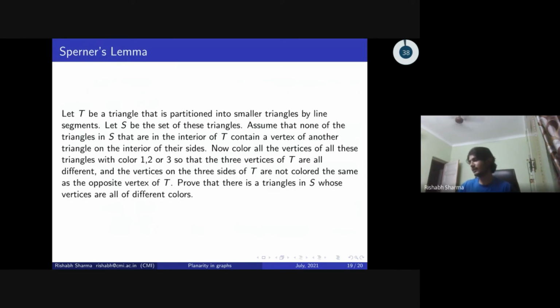Now I'm almost done. I have like 10 minutes left. So I'll explain what Sperner's lemma is and how to use dual graphs to prove Sperner's lemma. It's actually a very interesting little fact. So let me explain what the lemma says. It says that suppose I have a triangle.